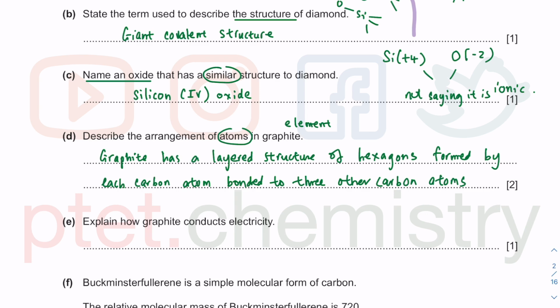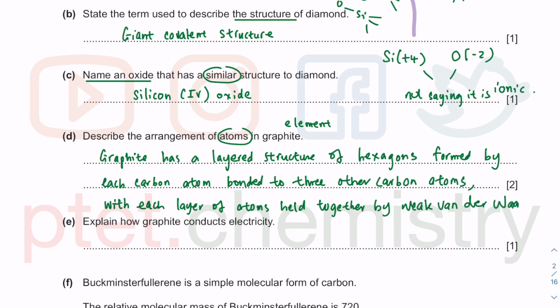So you have a layered structure, each carbon atom bonded to 3 other carbon atoms, with each layer of atoms held together by weak van der Waals forces. There are weak van der Waals forces in between the layers, but this question is more about the atoms. So the arrangement of the atoms is just layers of hexagons, and the structure is flat, so it has a flat layered structure.